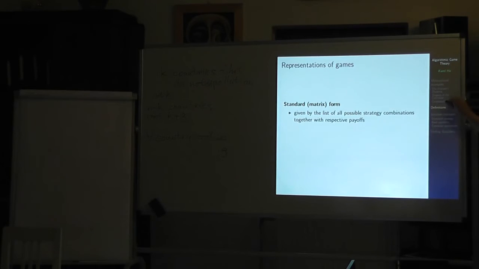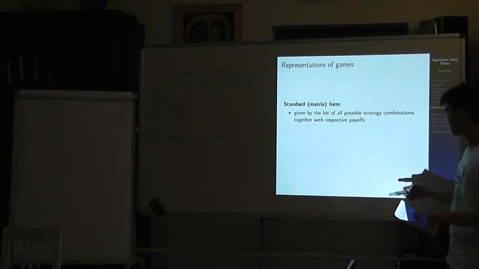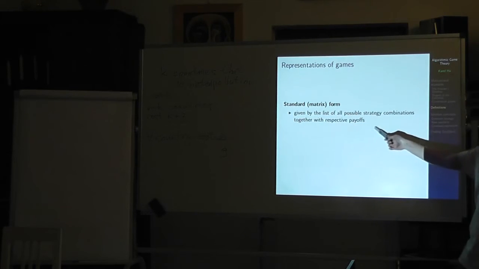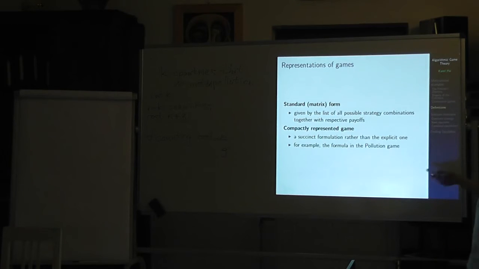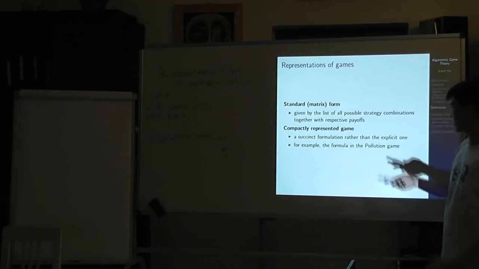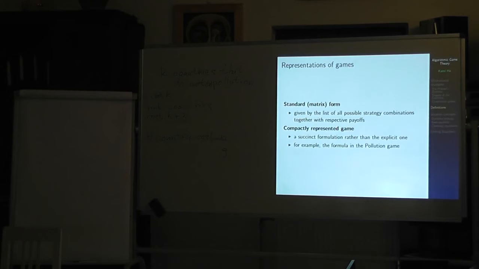So it is important in algorithmic game theory also how we represent games, because we want to do some calculations with them. So usually what was shown in the prisoner's dilemma or congestion games was the standard form or matrix form. That means that every possible combination of strategies is listed. And for every combination, we have the respective payoffs. So, for example, in the prisoner's dilemma, that was the 4-4 for each player. But we can also have some compact way to represent games, or succinct, if you want a fancy word. And for example, in the pollution game, it was the formula for calculating the cost. We didn't have to enumerate every possible combination.